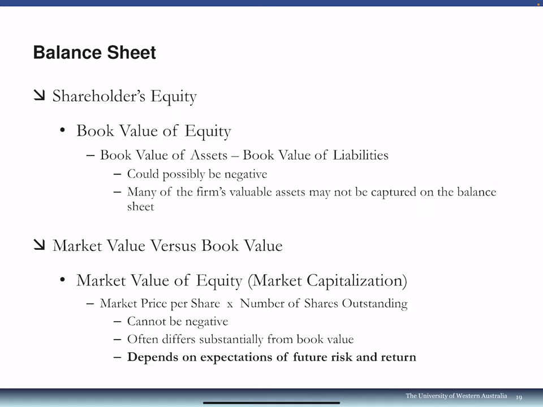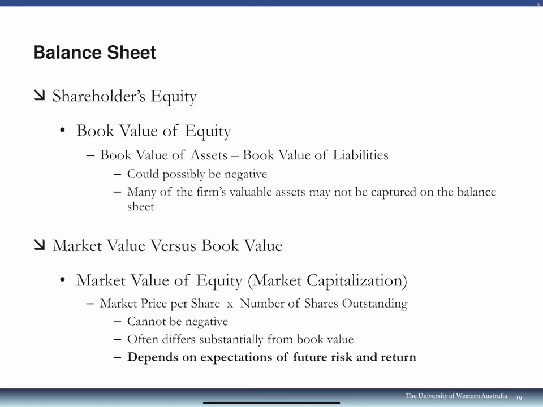In comparison, market value of equity cannot be negative. Why? Because market value of equity, also known as market cap or market capitalization, is defined by market price per share multiplied by number of shares outstanding. A share price can't be negative, because your shareholders are limited to their own initial investments. And the number of shares outstanding can't be negative. So you have two non-negative numbers multiplied by each other, and you end up with a number that is not going to be negative.